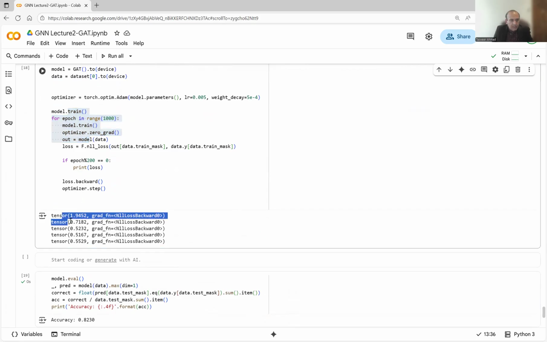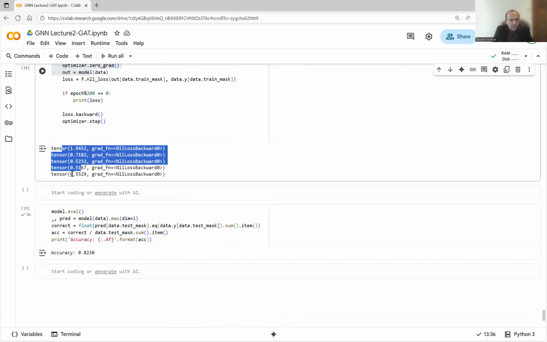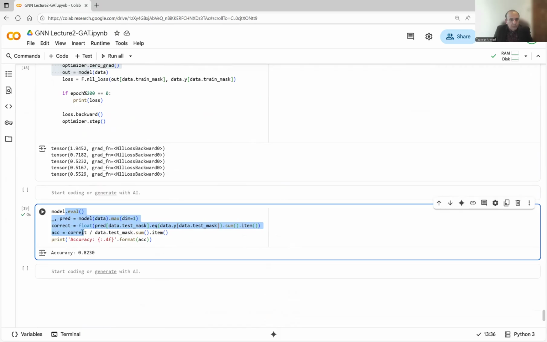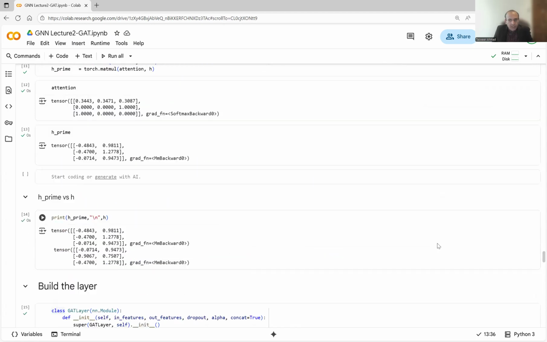and we track the loss, and it is pretty fast, and the loss gradually begins to decrease. After 1000 epochs, we print out the accuracy of the model, and it is 82.3%. That is pretty decent. So this is the basic idea of the graph attention network, how the graph attention works.